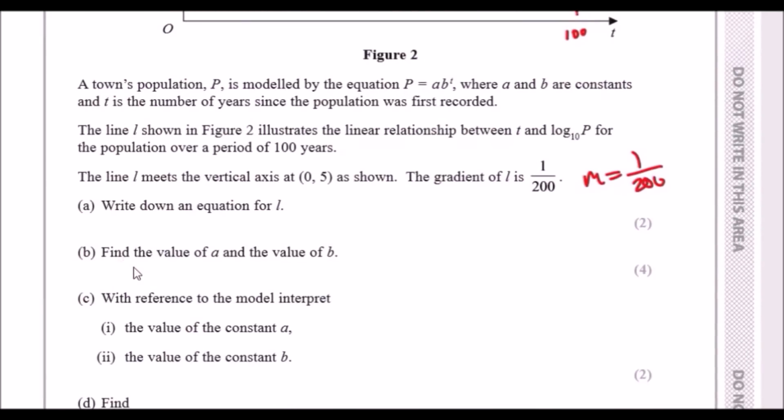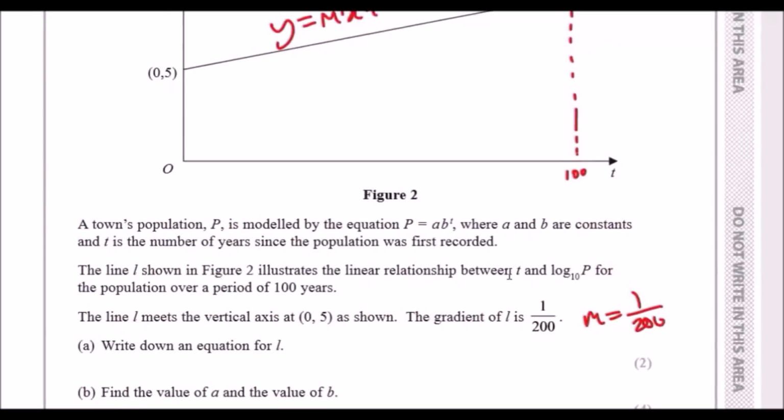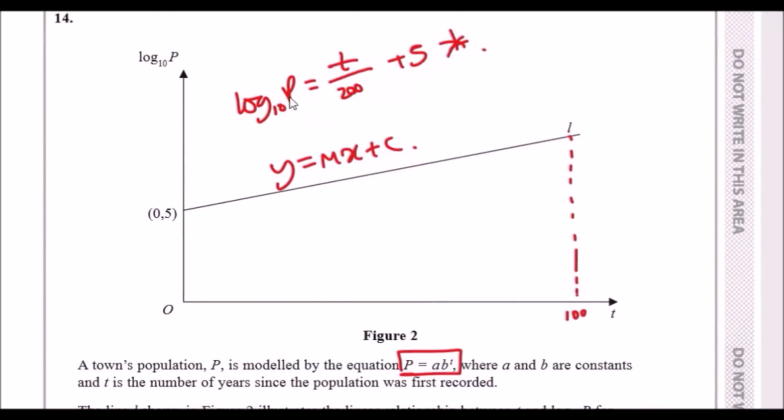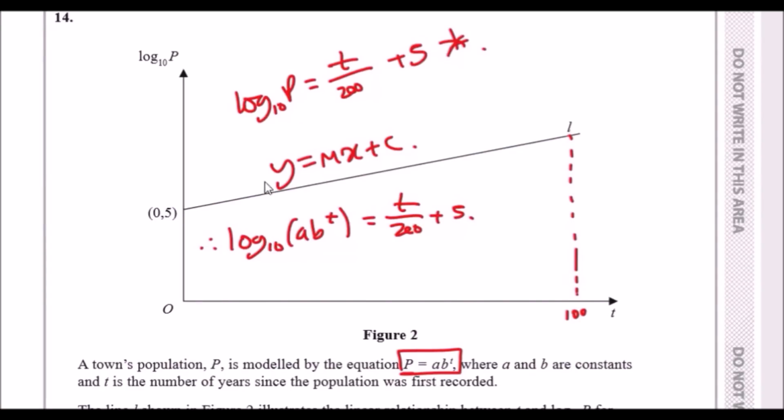Now, find the value of A and the value of B. This is referring to the P equals AB to the power T equation. This is fine because you can already see that the log equation has P in it. So we can just substitute the variable P for AB to the power T. So we've got log 10 of AB to the power of T equals T over 200 plus 5. Just look at the coordinates. We've got 0, 5 already, and you can pick any value for t, as long as it's between 0 and 100, and you should be fine.